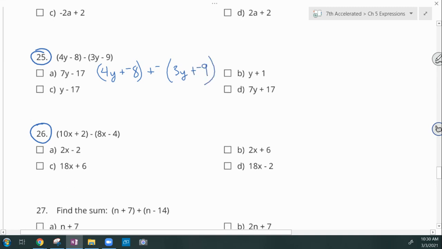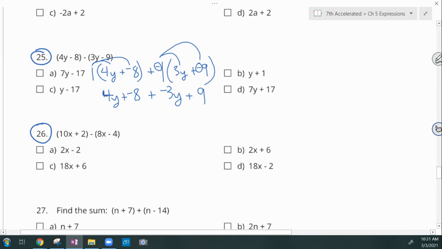Here we have using the definition of subtraction to change everything to adding the opposite. I'm going to put in a 1 here and a 1 there. If I distribute, I get 4y plus negative 8 plus negative 3y plus 9, because the negative and the negative give us a positive. Now we're ready to combine like terms and think of it as simplifying.